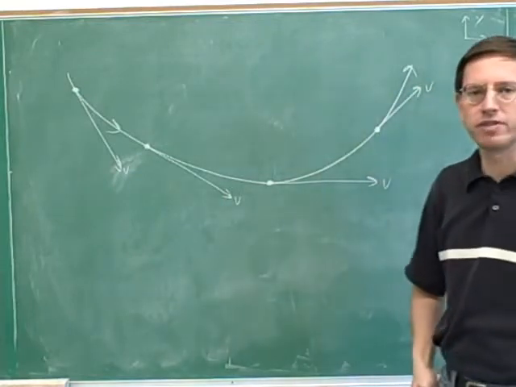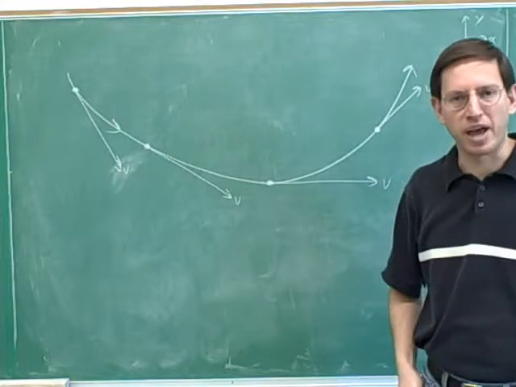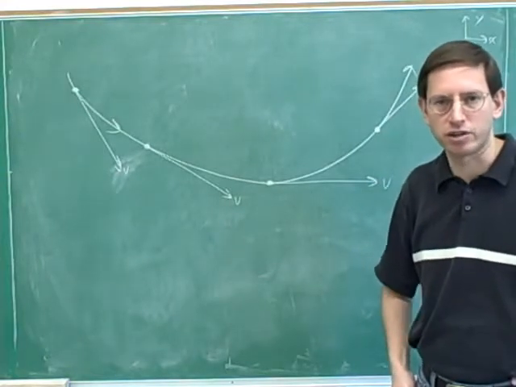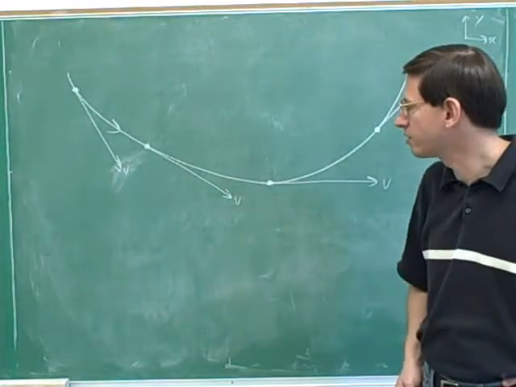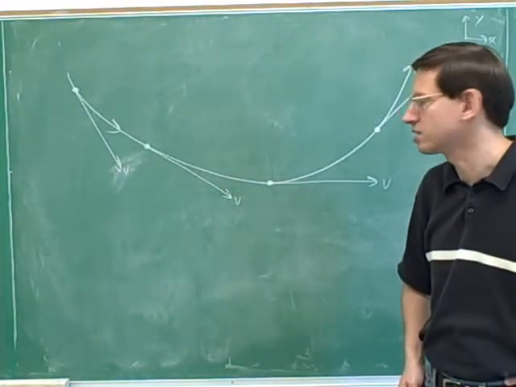Okay, so the overall velocity vector is always tangent to your path. That's worth making a note of and memorizing. The overall velocity vector is always tangent to your path.